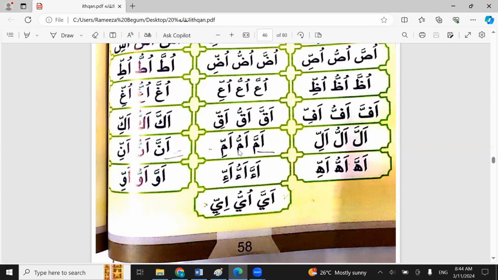Amma, ammu, ammi. Anna, annu, anni. Aha, ahu, hi, a. Both are the same letters and give the same pronunciation. This alif with fatha and hamza with fatha give the same sound.